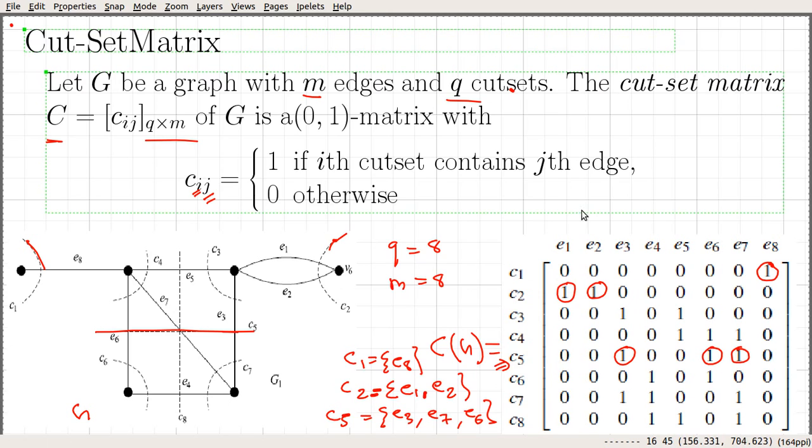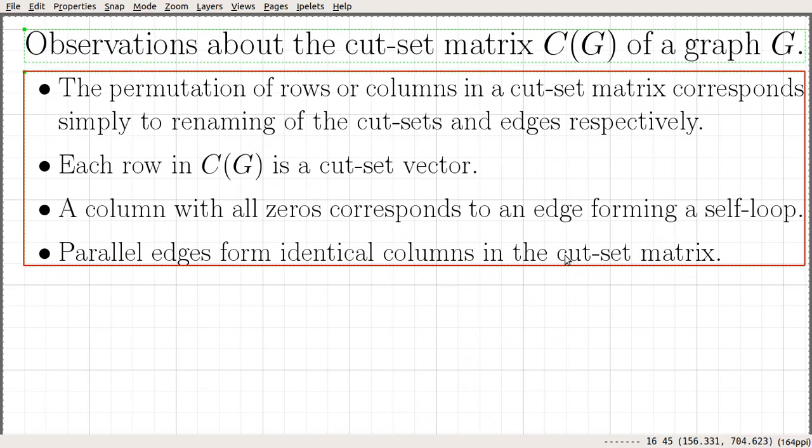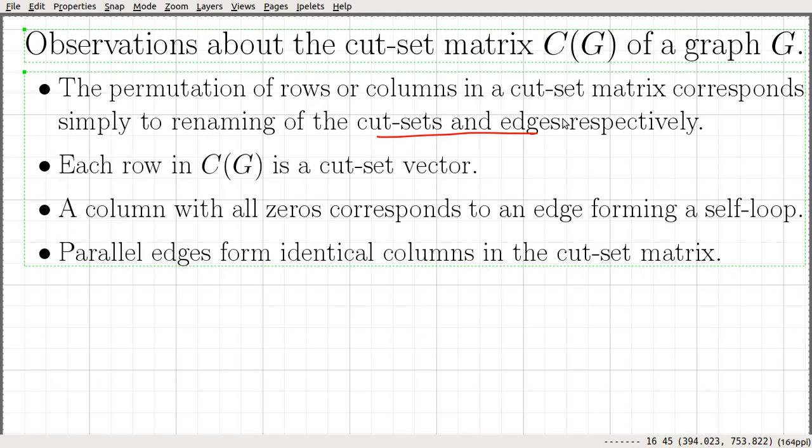So in order to get rid of those redundant rows, we deal with what is called a fundamental cut set matrix. But before that, let's discuss some simple observations related to the cut set matrix of a graph G. Here again we can see that, as we did with the incidence matrix and the cycle matrix, the permutation of rows or columns in a cut set matrix corresponds to simply renaming the cut sets and edges respectively.